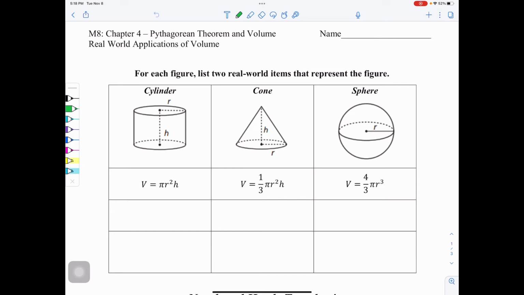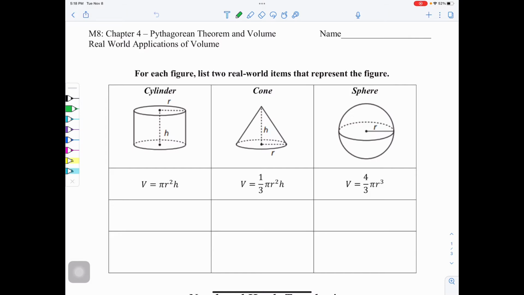Our next lesson is called Real World Applications of Volume. So we'll start with this chart. It says for each figure, list 2 real world items that represent the figure. If you'd like to think about this on your own first and try some, you could pause the video and then resume to see if there are any similar ones to me, and you can add mine to your list as well.